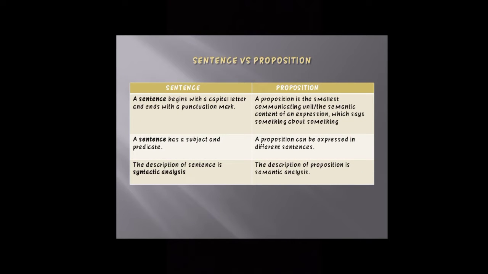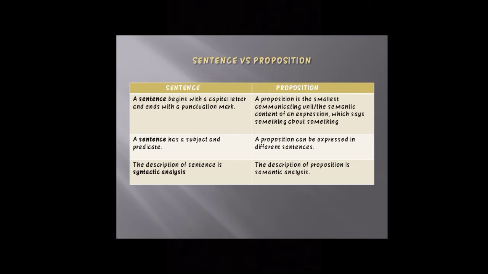Sentence. A sentence begins with a capital letter and ends with a punctuation. A sentence has a subject and predicate, a set of words that is complete in itself, typically containing a subject and predicate that convey a statement, question, exclamation, or command. It is the basic unit of language which expresses a complete thought.